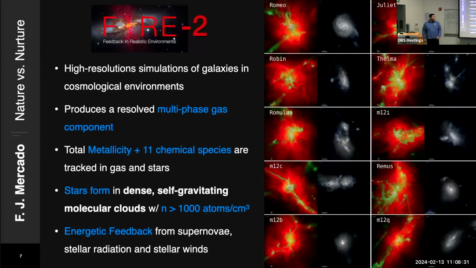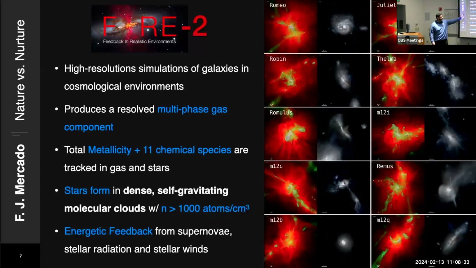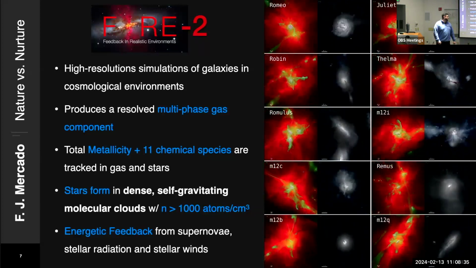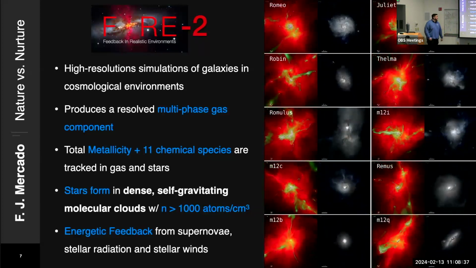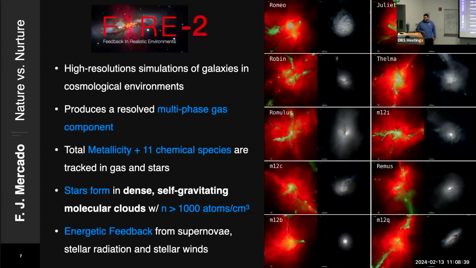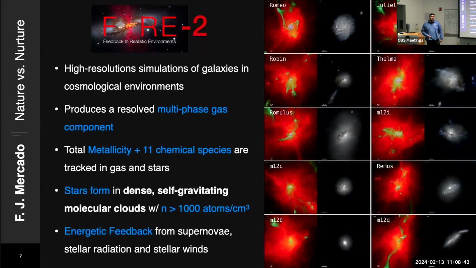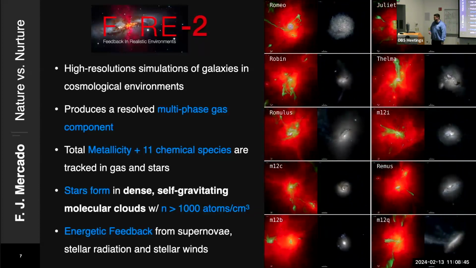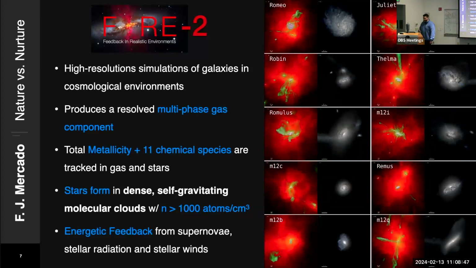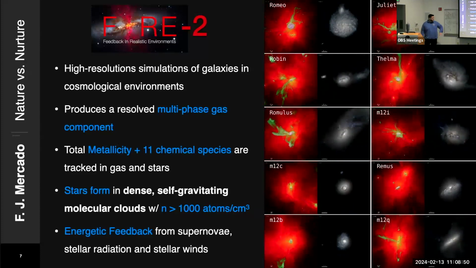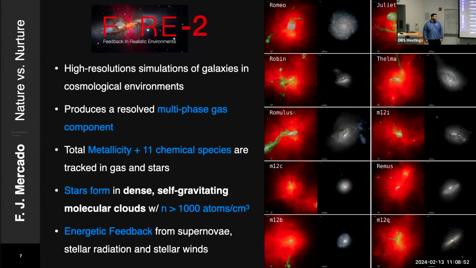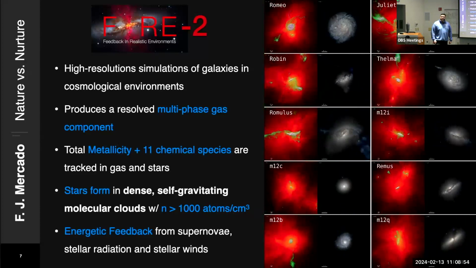They produce a resolved multi-phase gas, which we could see on the left-hand panels here of the different galaxies we're looking at. They trace a total of 11 metallicity chemical species in gas and stars. Star formation happens in dense, self-gravitating molecular clouds, and we also simulate energetic feedback from supernovae, stellar radiation, and stellar winds.